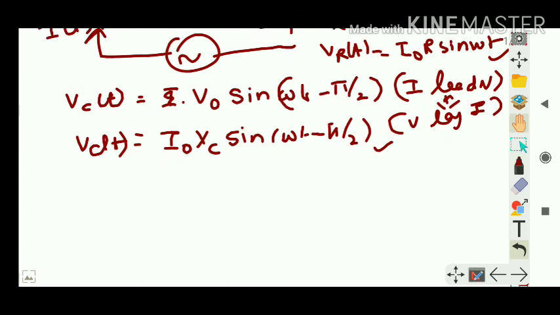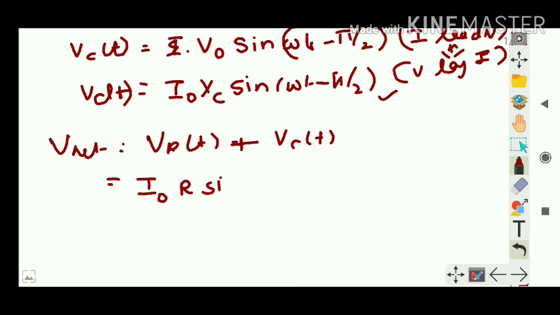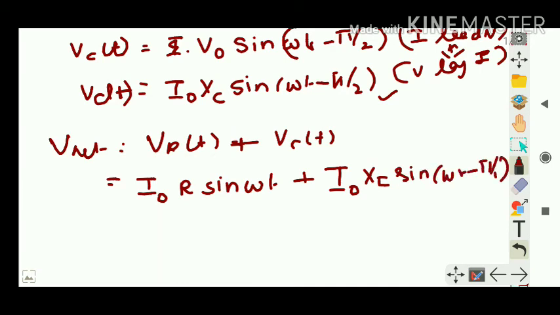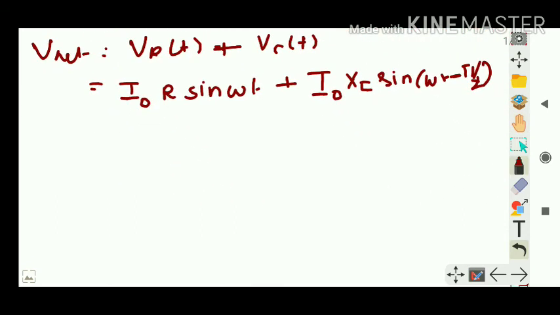Just like the previous case, what will be the net voltage? Net voltage will be the sum of VR of t plus VC of t. What is the resistance voltage? We wrote it as I naught R sine omega t. And what is the voltage across the capacitor? I naught XC sine omega t minus pi by 2. Clear? So this is something you have learned just like the previous cases. These two are again sinusoidal waveforms, or simple harmonic motion, and these are the respective amplitudes.